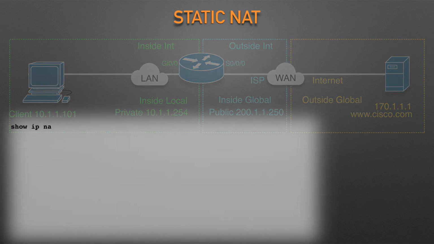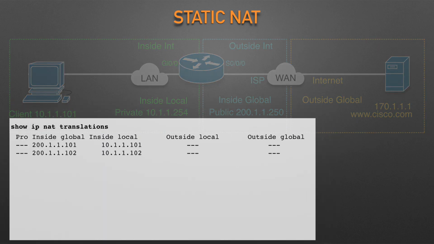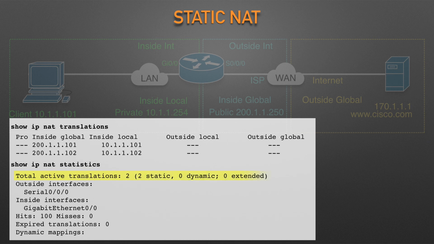A couple of show commands list the most important information about NAT. The show ip nat translations command lists the two static NAT entries created in the configuration. The show ip nat statistics command lists statistics, such as the number of currently active translation table entries. The statistics also include the number of hits, which increments for every packet for which NAT must translate addresses.